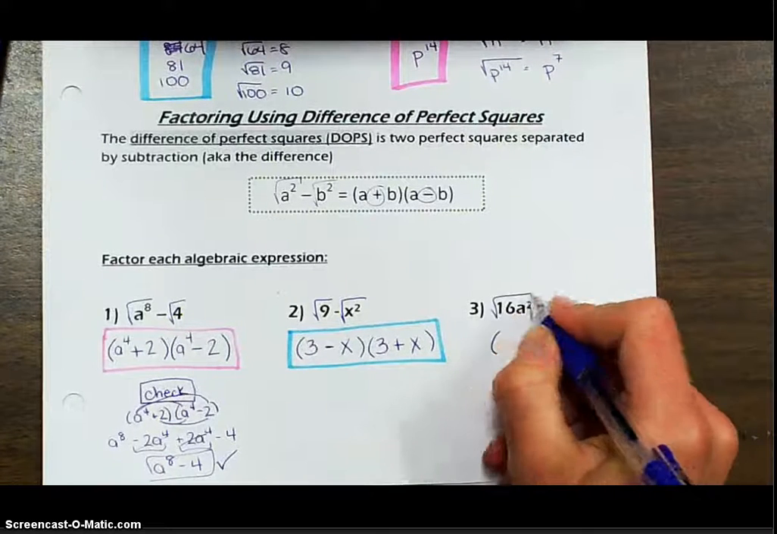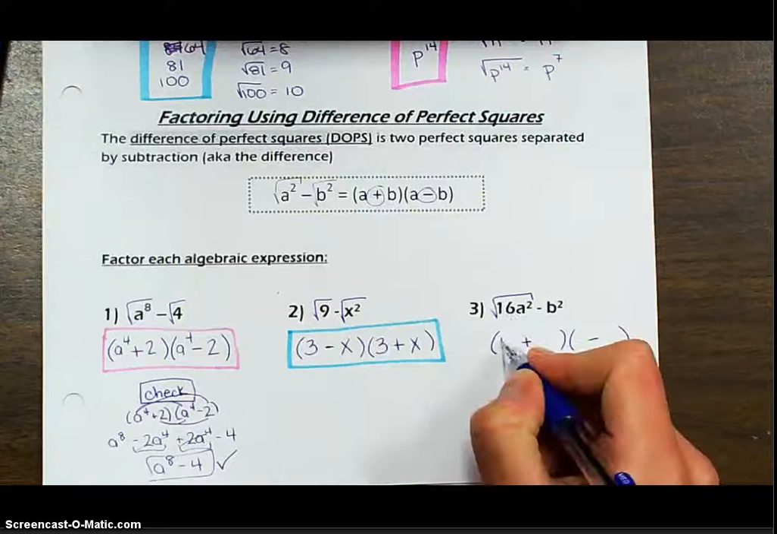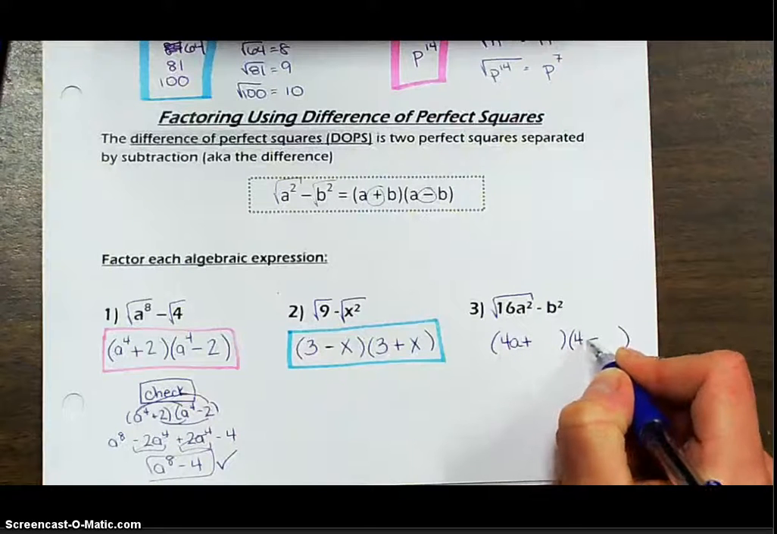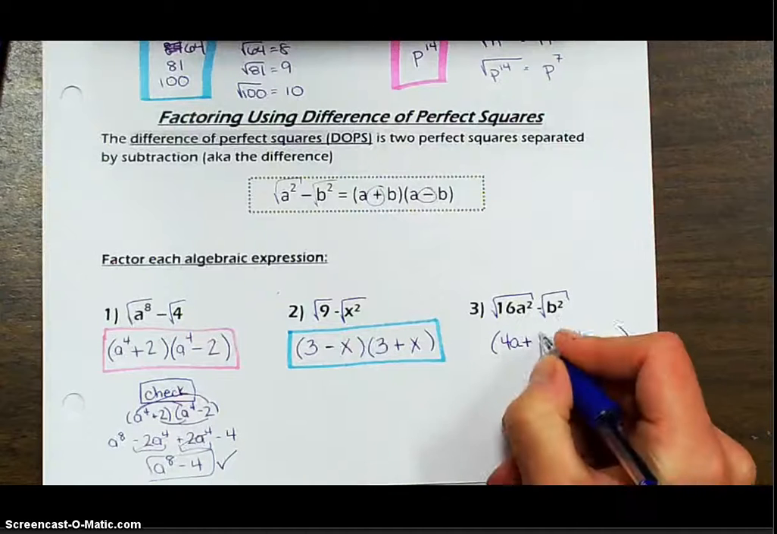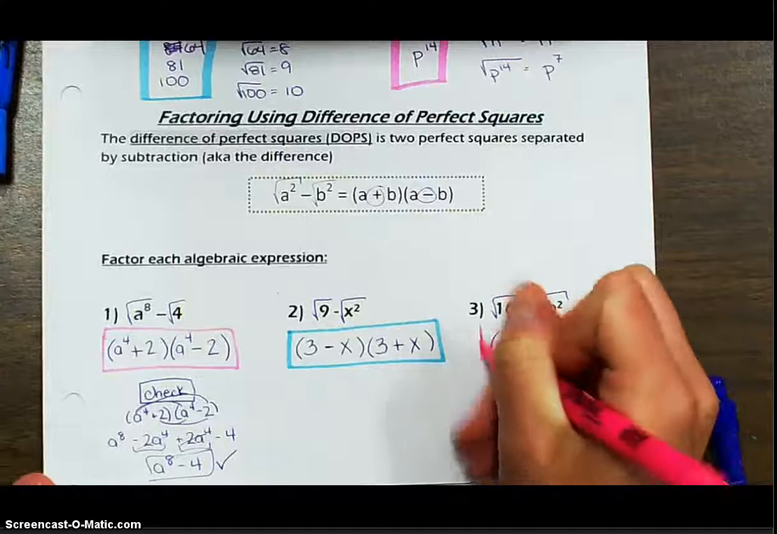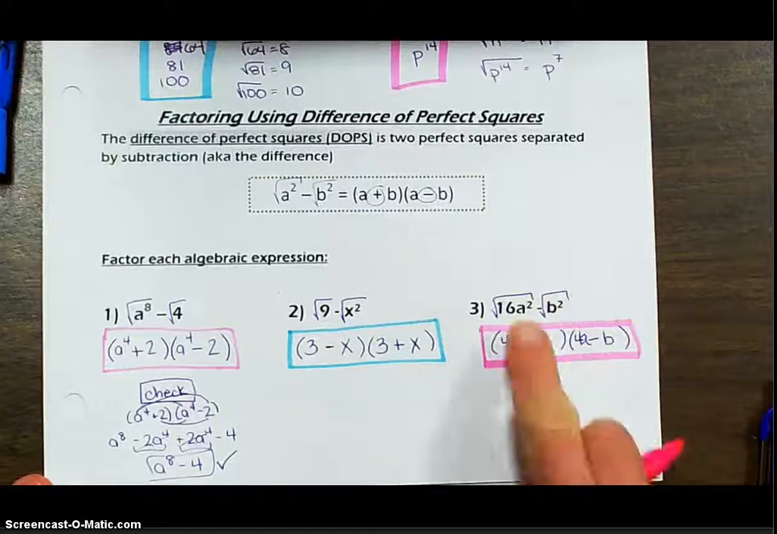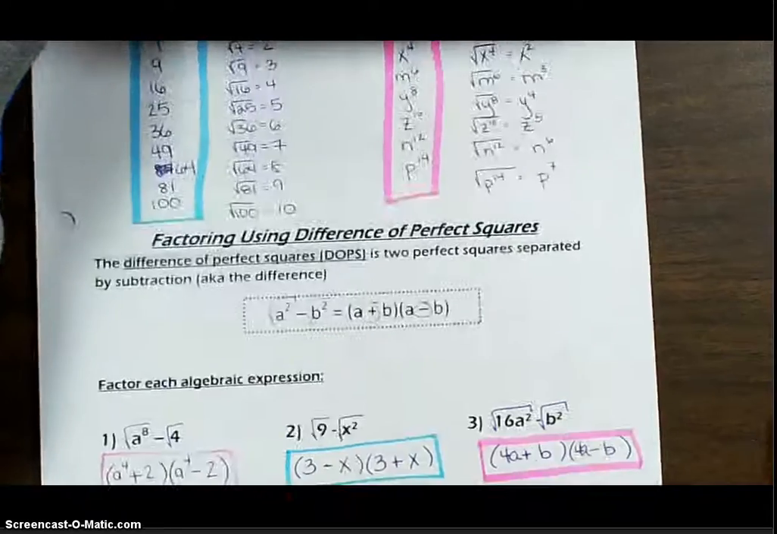Now we take the square root of the first term, 16a squared. The square root of 16 is 4. The square root of a squared is just a. So 4a and 4a. Now I take the square root of b squared, which is just b. B and b. And that is our final answer. We have just factored into its smaller parts, and if we were to multiply these back together, it would give us the original. Okay, let's flip the page over and try a couple more.